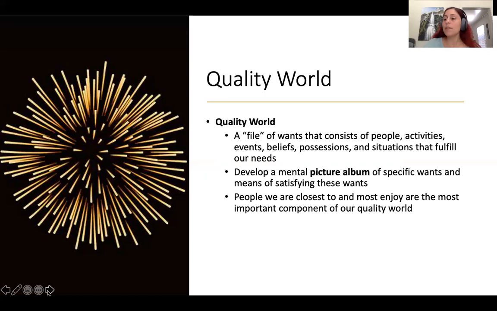Now, it is possible that people have no person in their quality world, or that they have people that they're unable to relate to in a satisfying way. Okay. This is problematic because these people are not going to meet our need for love and belonging. Or if you don't have anyone there, then obviously that need is not met.